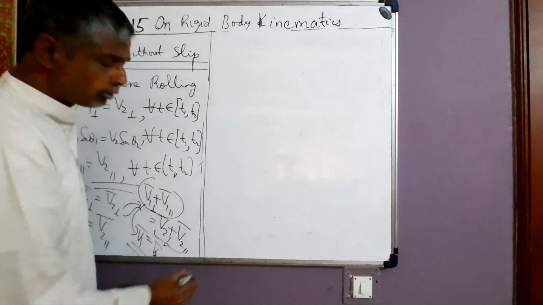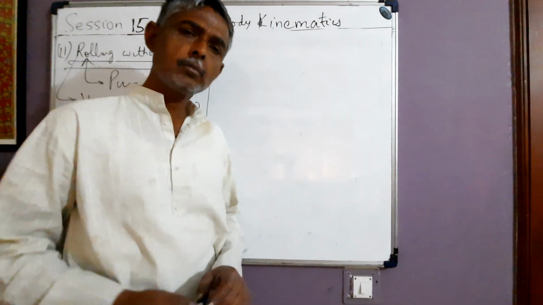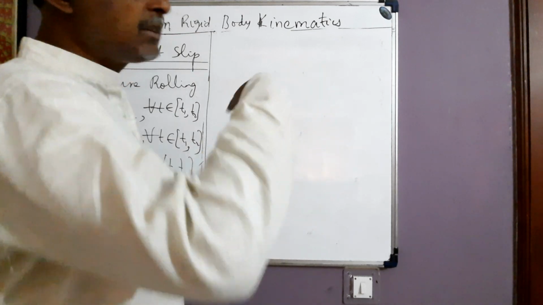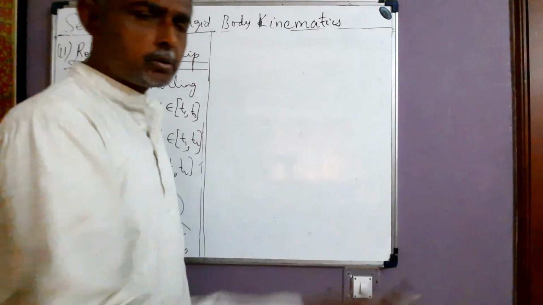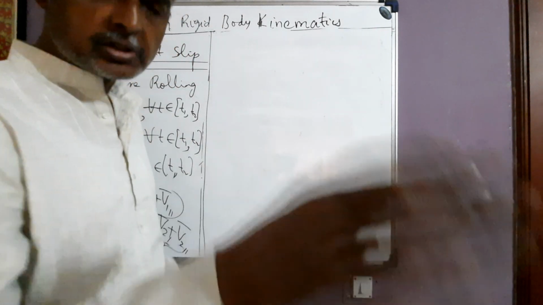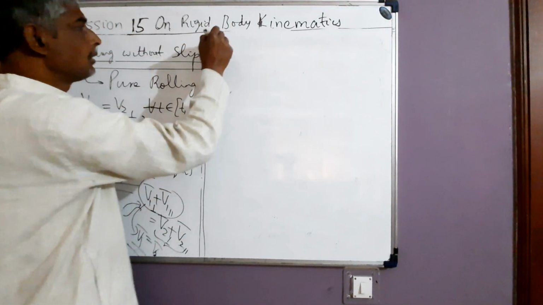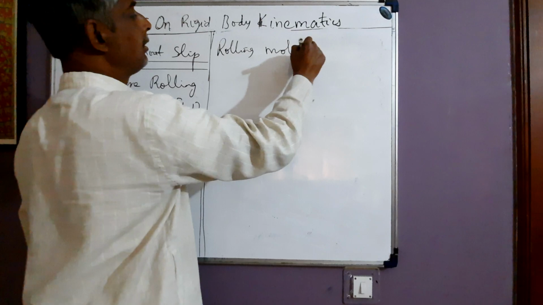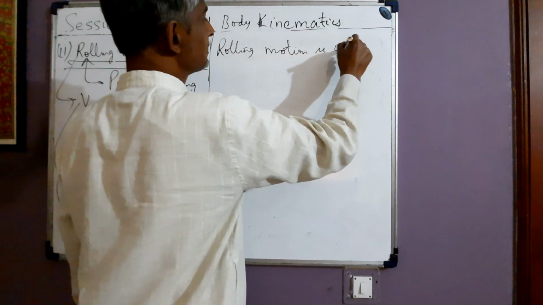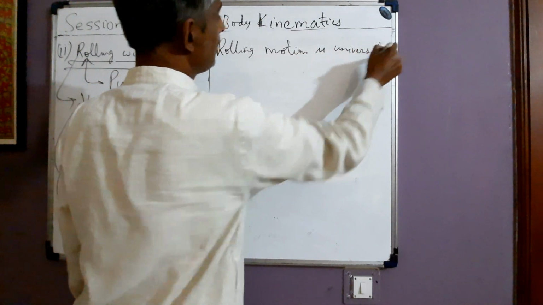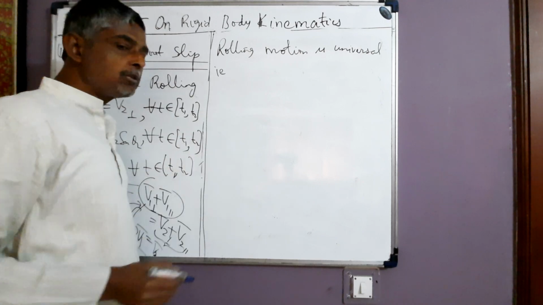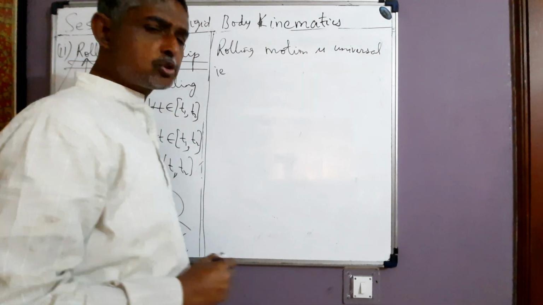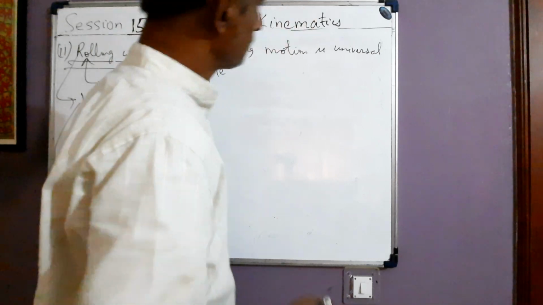Now one more thing, rolling is a universal condition. If B1 rolls over B2 as seen from some frame F, then as seen from some frame M also, B1 will appear to roll over B2. So rolling motion is a universal condition. That is, if B1 rolls over B2 as seen from some frame M, then as seen from some other frame F also, B1 will appear to roll over B2.